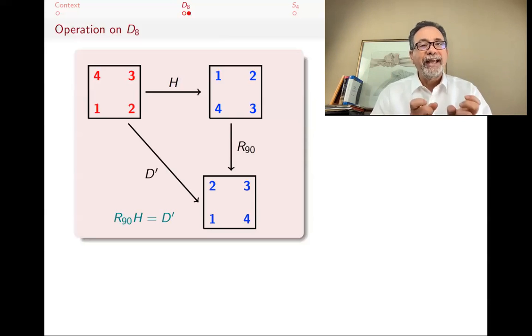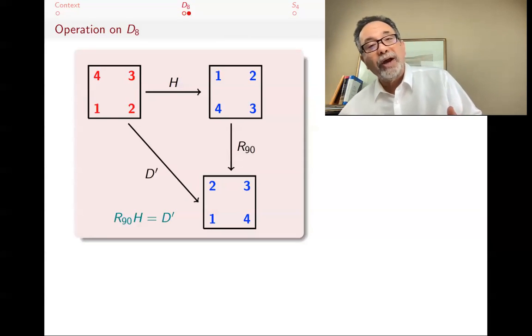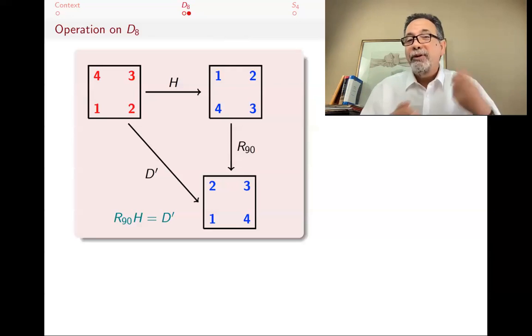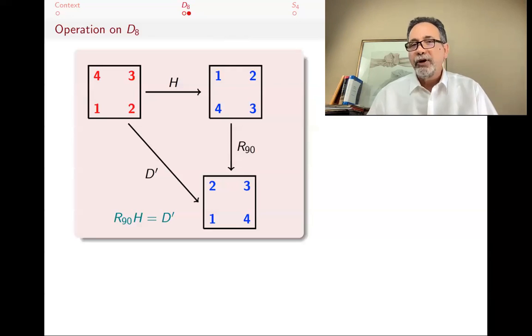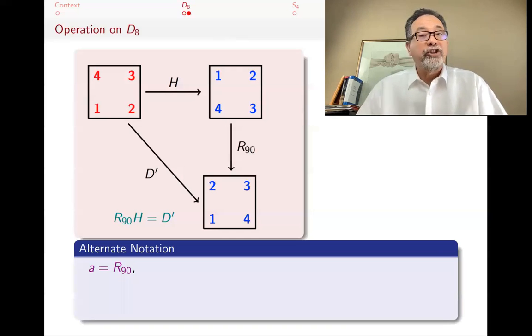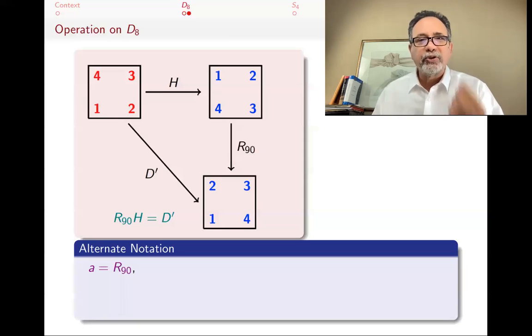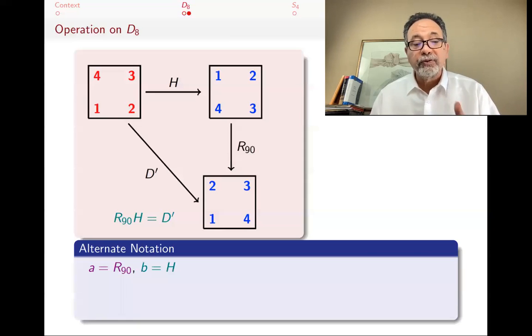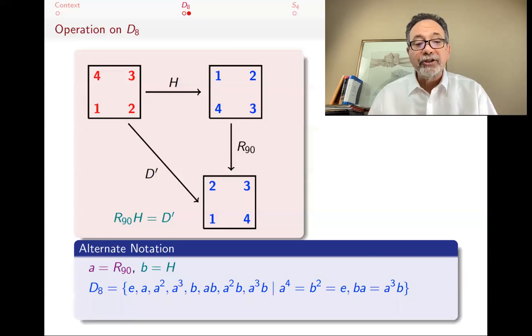When we write R90H, we're thinking of function composition. H is going first and it's on the right-hand side. H and then R90, but we write that as R90H and we get D prime. We also came up in the video on the dihedral group D8 with an alternative algebraic notation. So instead of R90, we decided to call it A, and instead of H, we decided to call that B, the horizontal reflection. Then the elements of the group D8 are A, that's the R90, A squared, that's AA, that's the same as R180, A cubed is R270, B is H, and AB is D prime.